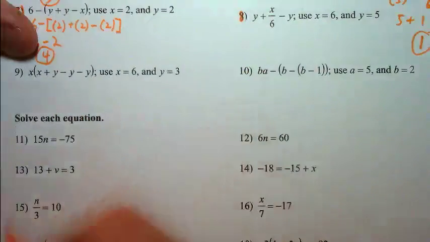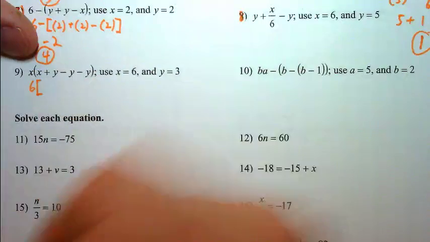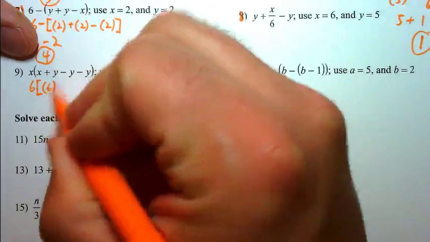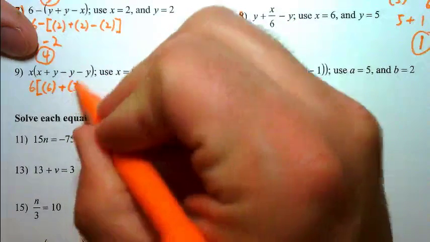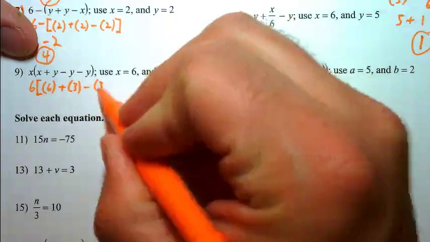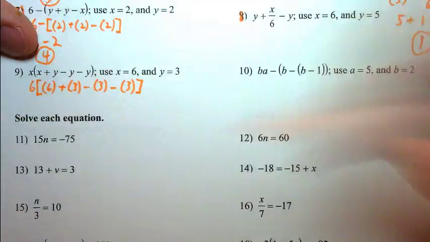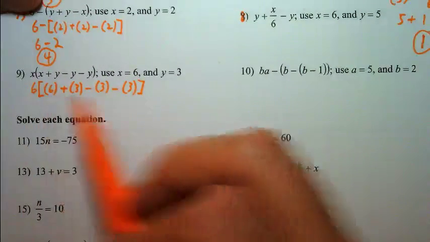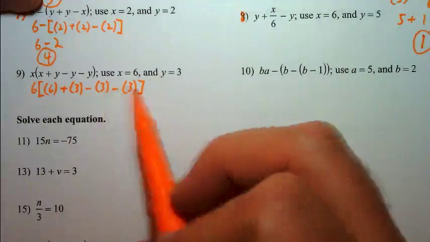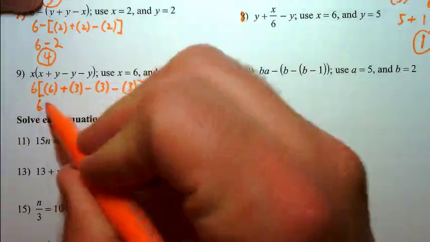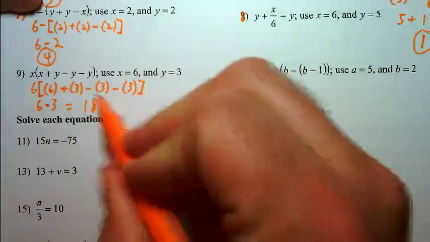And number 9, plug those values in. So we have 6 times, again, I'm going to change the original parentheses to brackets, because I use parentheses around everything I plug in. 3 minus 3 minus 3. Now, we can just go straight through that. 6 plus 3 is 9, minus 3 is 6, minus 3 again is 3. So this is going to be 6 times 3. And 6 times 3 is 18.